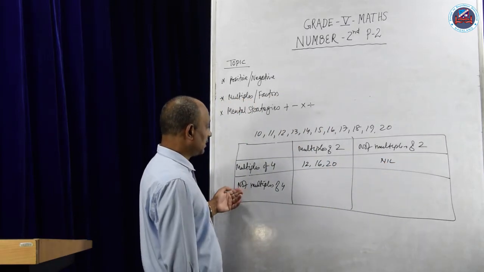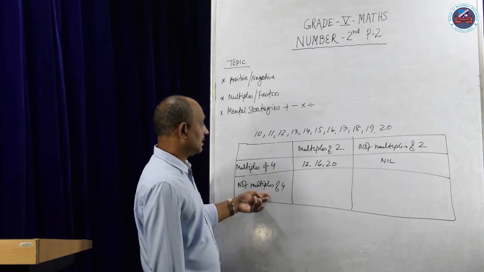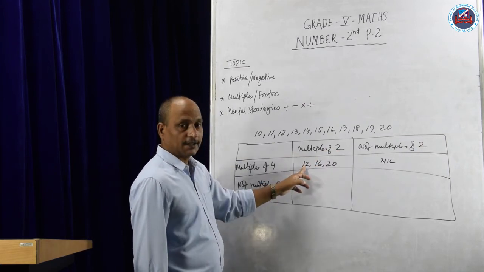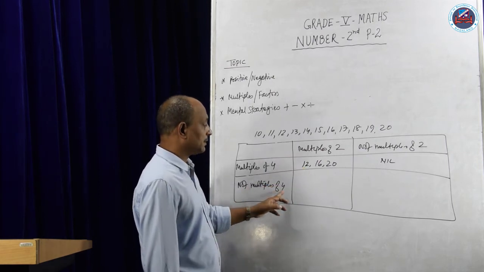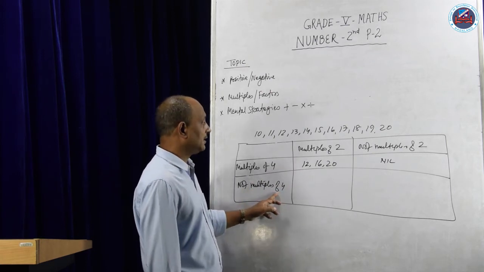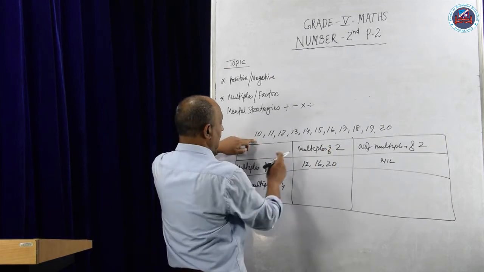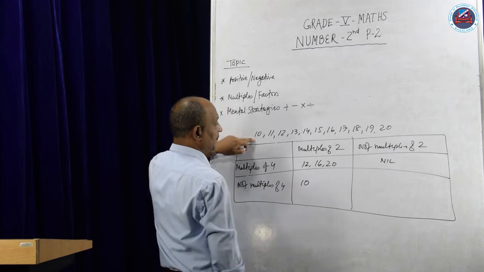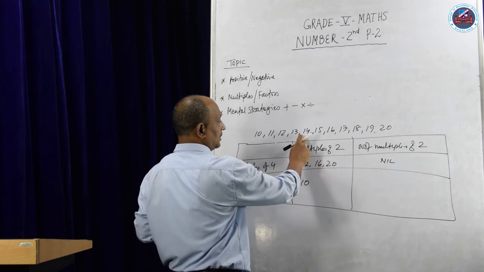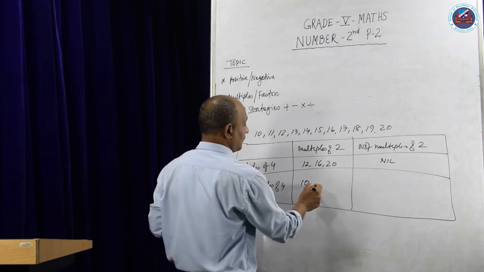Now let us go for not multiple of 4, but it should be a multiple of 2. Not multiple of 4, but multiple of 2. 12 is there, but 12 is a multiple of 4, yes, 4 3s are 12, so here you have to see 10. 10 is a multiple of 2, but not a multiple of 4. Now, which other number? 2 7s are 14, and in the 4 table, 14 is not there.